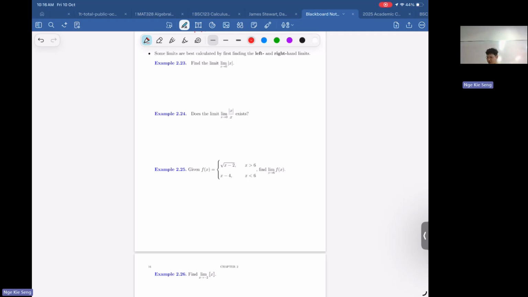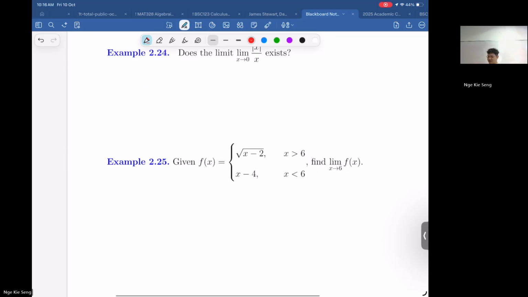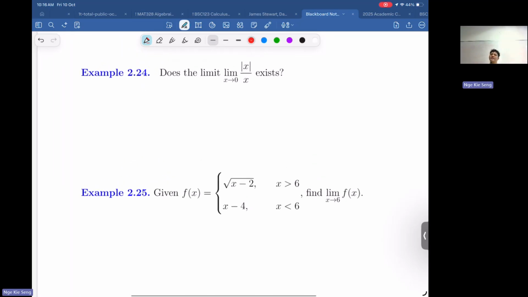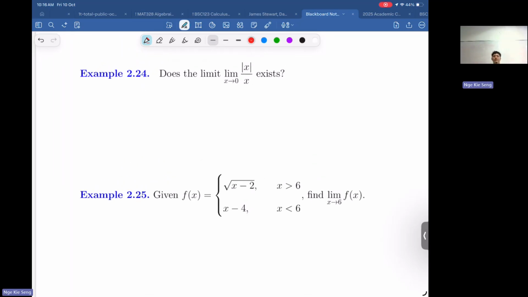2.25. Okay, let's try 2.25. How about do 2.24 also? That one is my pick. So we do two. Okay, we do half of them for you. Okay, let's do 2.24 first, and then we will do 2.25.